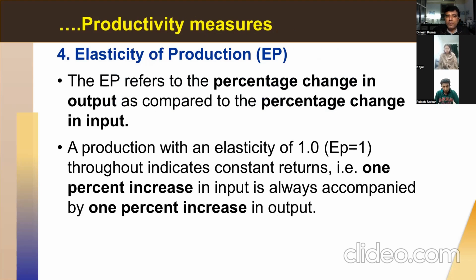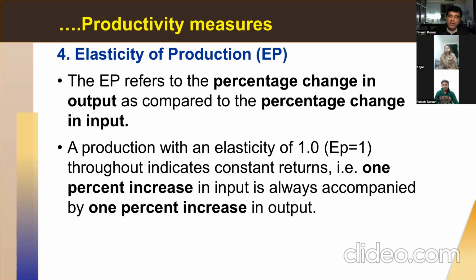Now next is elasticity of production. The EP, elasticity of production, you can remember the definition. It refers to the percentage change in output as compared to the percentage change in input. In the last cases, we were seeing the absolute values of the input or variable factor. Here we are seeing the percentage. If you make a 1% change in input, how many percent change is there in output? This is called elasticity of production.